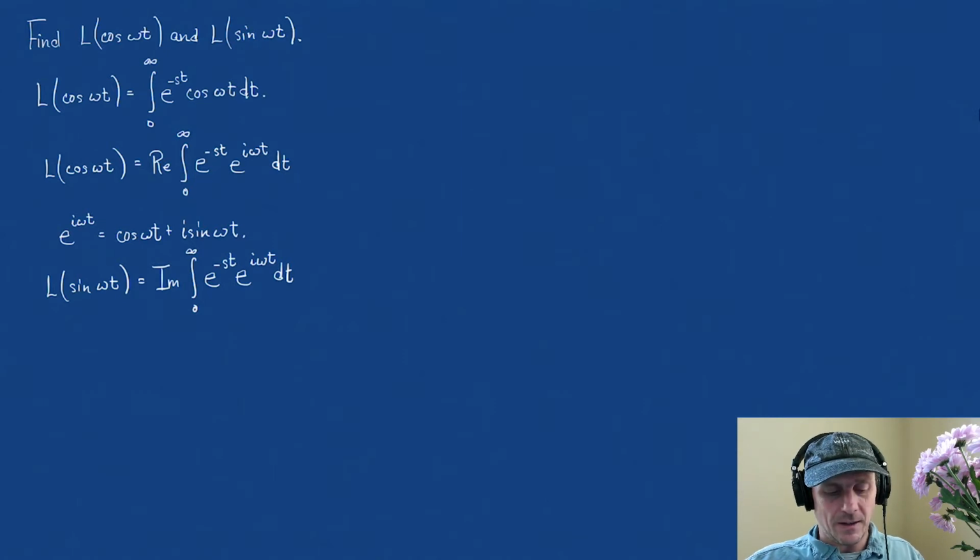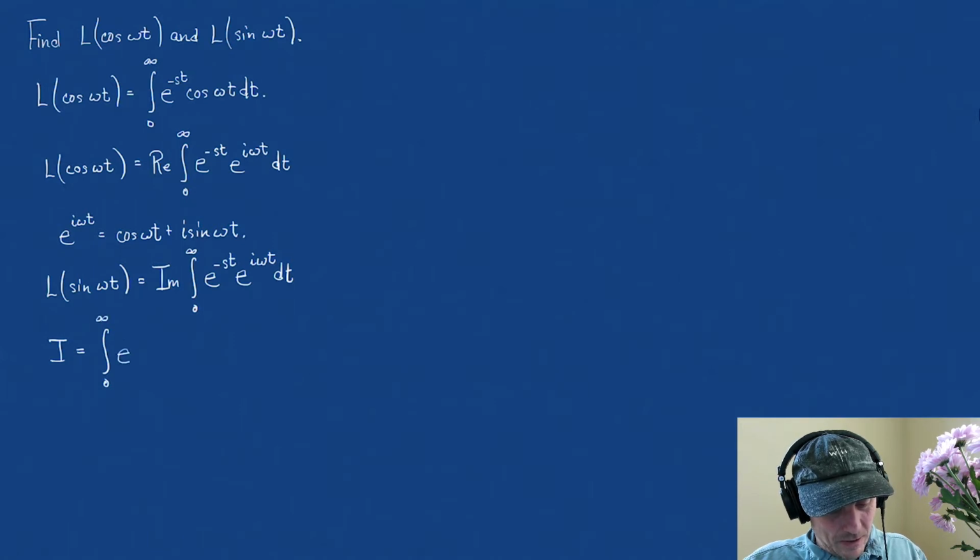Oh, do you see what we can do? We can take the integral of e to the minus st e to the I omega t once and for all. The real component will give us the Laplace transform for cosine omega t, and the imaginary component will give us the Laplace transform for sine omega t. This seems kind of like a home run option. So here we go. We're going to find both of them at once by solving. I'm just going to call it capital I for integral, and the integral is going to be from 0 to infinity of e to the minus st e to the I omega t dt.